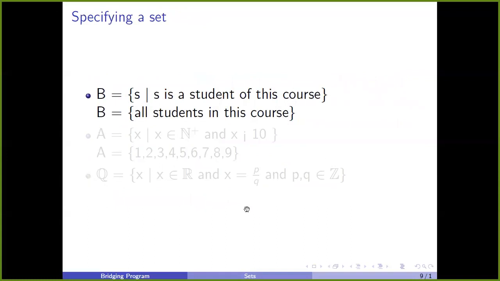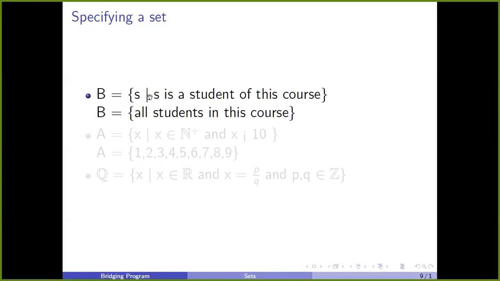Okay, so when it comes to specifying sets, people use interesting notation. It takes a little bit of thinking. So let's go through some examples and try to grasp this idea. For example, let's say I want to define all the students who are taking this course. I can say set B is equal to all the students taking this course. That's a very primitive way of doing it.